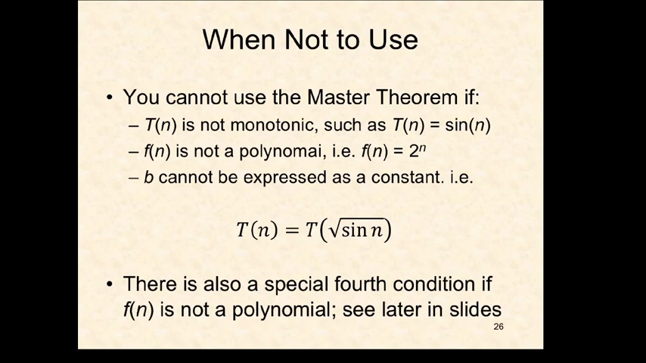If we can't express b as a constant, so if what I'm dividing by can't be expressed as a constant, we can't use the master theorem. Now, like I said, there is a special fourth condition for some things that aren't polynomials. We'll get to that in just a few minutes.